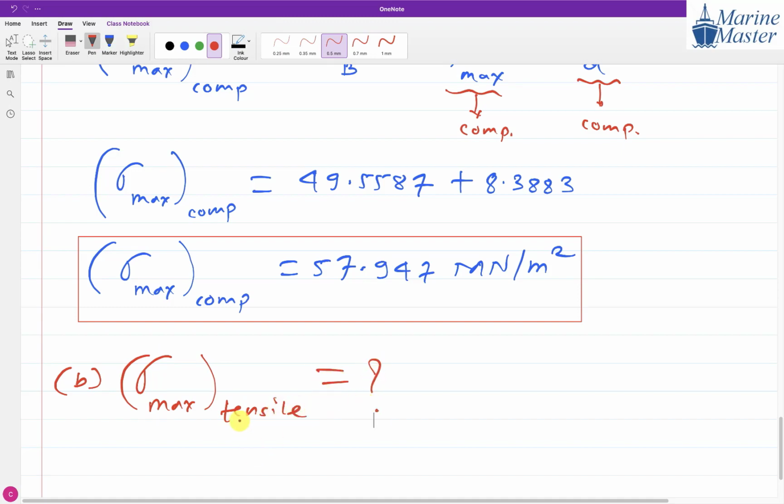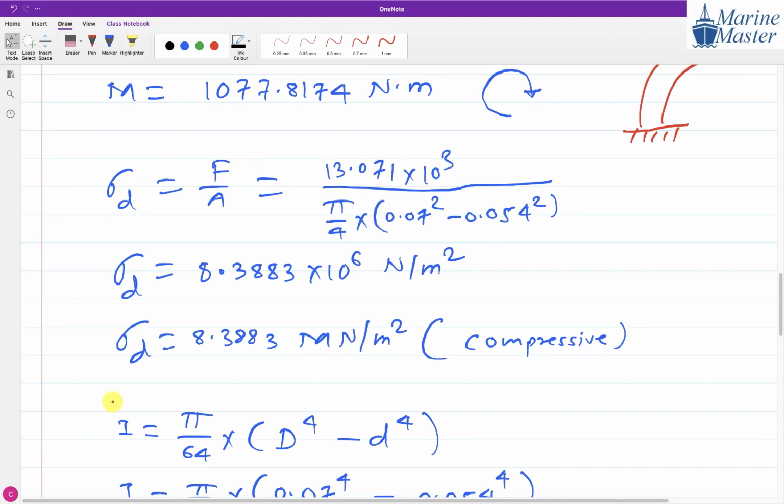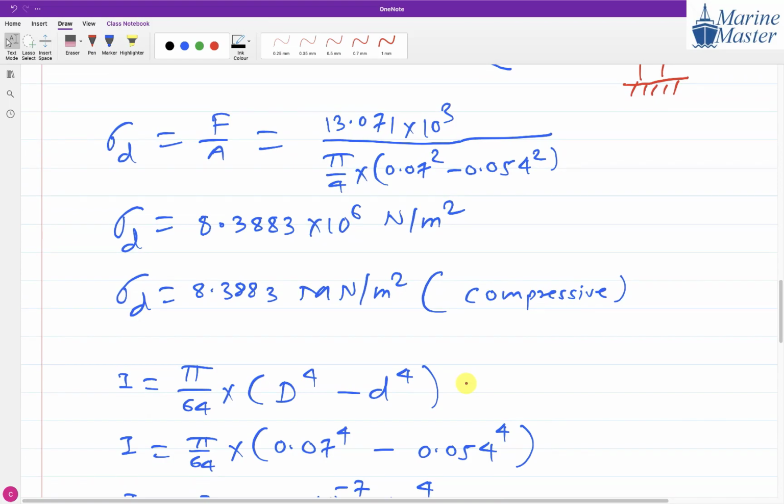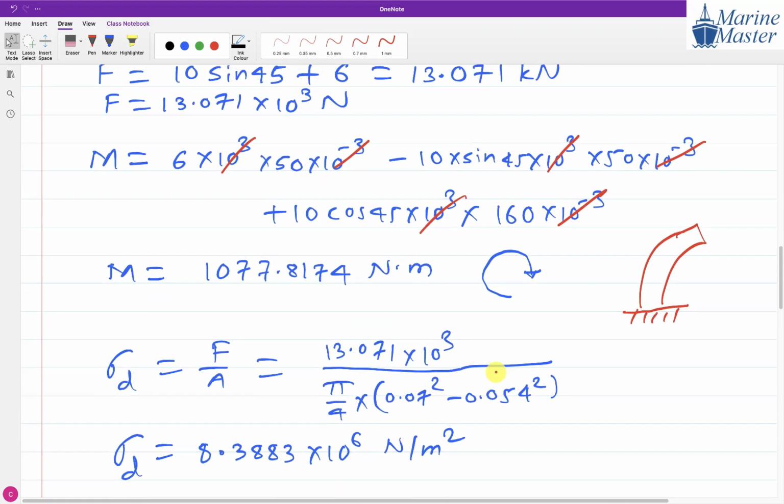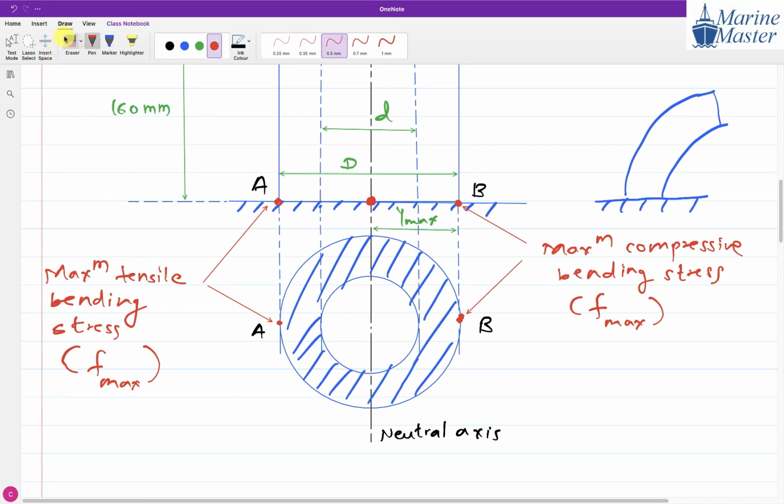If you consider, direct stress is the same everywhere, compressive only. But bending stress is variable. It changes from maximum tensile stress at point A to maximum compressive stress at point B. So where will we have the maximum tensile stress, the overall effect? At point A, because point A is the only point where we have maximum tensile bending stress.